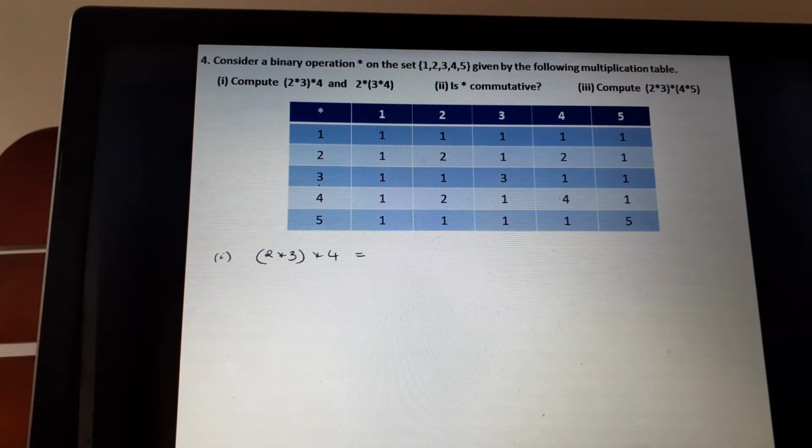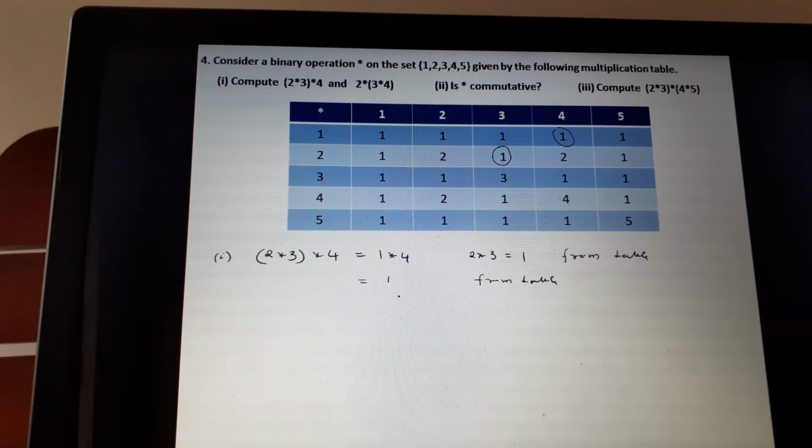2 star 3 means you have to check here, it is 1. So you have to write 1 star 4, because 2 star 3 equals 1. We can check here, 2 star 3 is 1. Then 1 star 4 you have to check. Here this is also 1. So this is 1. Here you can write from the table. Here also you can write from the table.